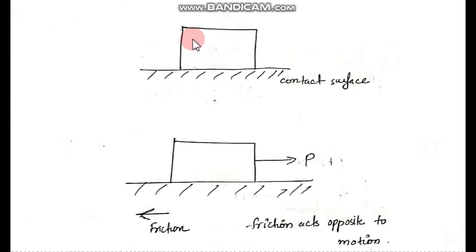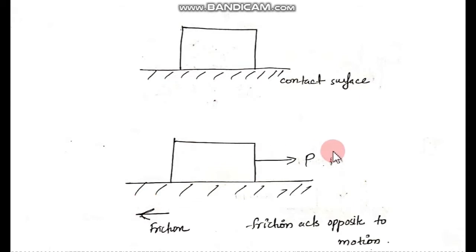So as you can see here, there is a body kept on a contact surface. When this body is pulled by a force, suppose P, to the right side, then the friction will always be opposite to motion, because friction is a force which resists the motion of this particular body. So to resist the motion, it should act opposite. Remember this: friction acts opposite to motion.